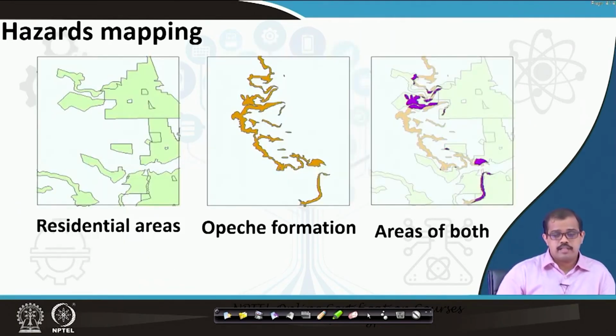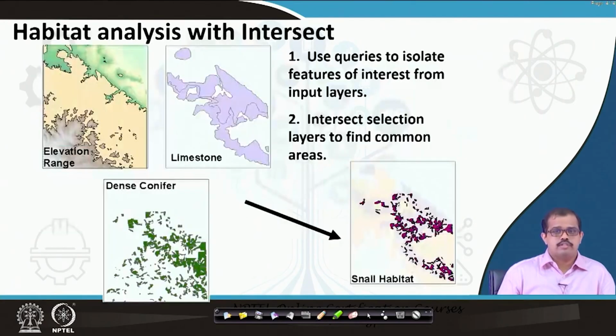Hazards mapping is another way of looking at this. You can apply this to hazards mapping. These are some examples adapted from Professor Price. So you can see, these are some of those which you can see.